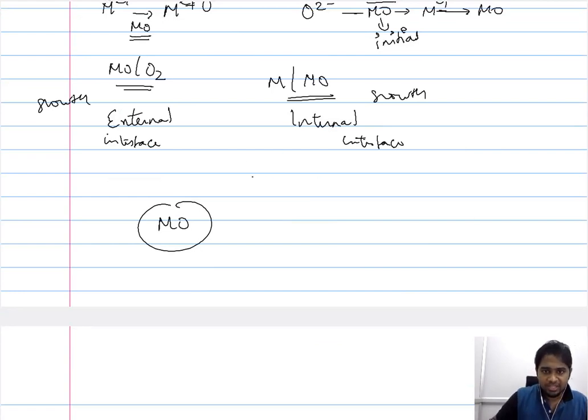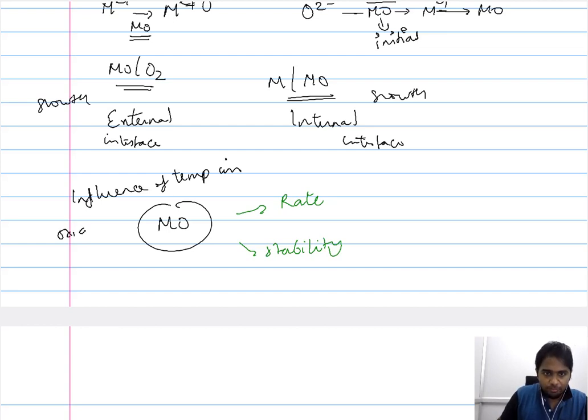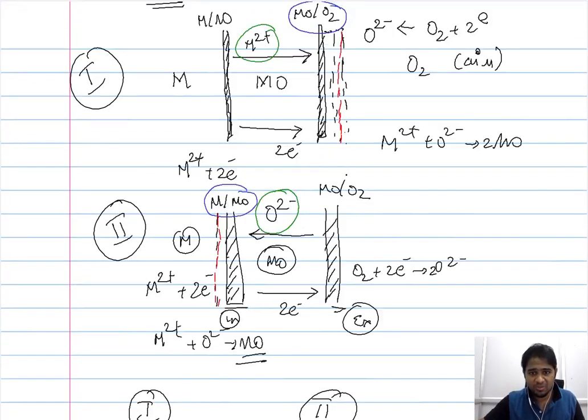So the influence of the temperature, just by considering the oxidation mechanism alone, can be expressed in terms of rate and stability. So the influence of temperature in oxidation, that is the formation of MO, metal oxide, can be discussed in two ways. One is in the form of its rate: how the temperature influences the rate of the oxidation, and how the temperature influences the stability of the oxides that are being formed. These are the two ways in which the temperature influences the oxidation, and this can be understood directly by considering the oxidation mechanism alone.